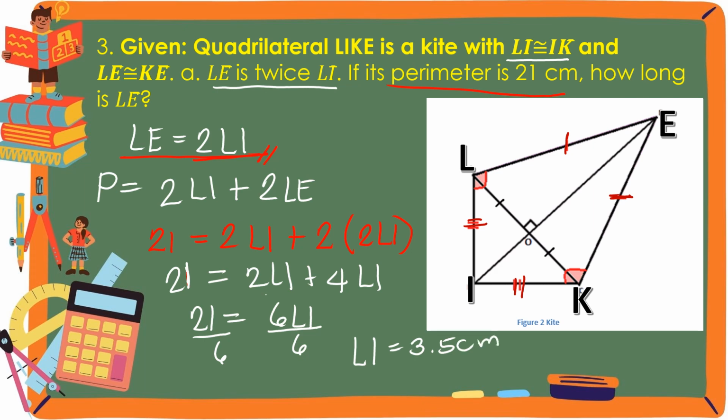centimeters. So, para makuha natin yung ating LE, twice lang. So, dodoblin mo lang yung 3.5. That is 7 centimeters. So, that is for our first problem na ating kite.